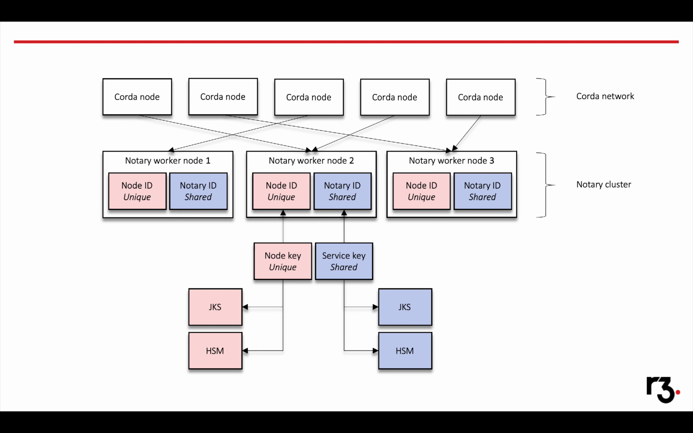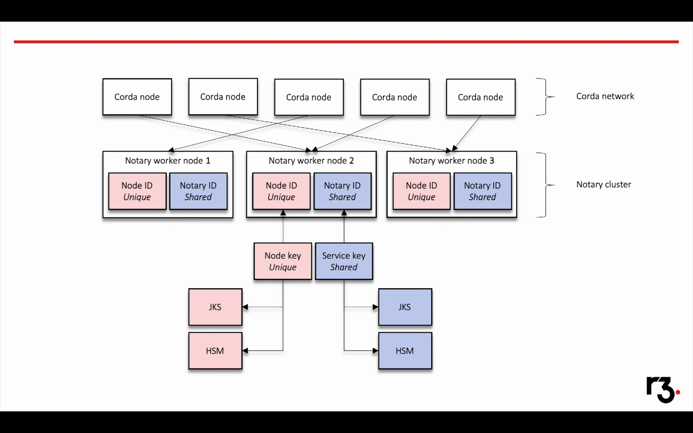So, we can recap here. You have a network, you have many Corda nodes, and then you have notaries on the network, and each notary will be made up of one or more notary worker nodes. Often in a highly available setup, in an enterprise deployment, you might have 3 or 5 worker nodes, so that if one is unavailable, you're still able to service notarization requests.